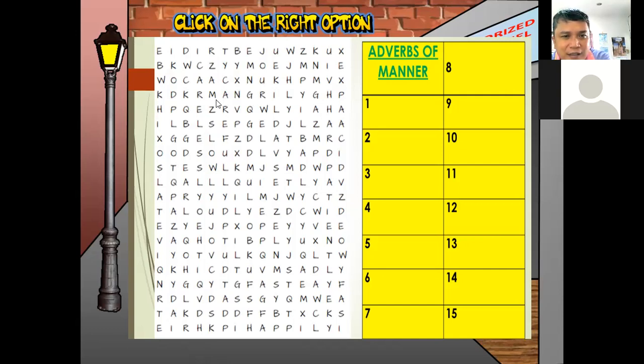How about this? Angrily. Angrily, okay. Angry, from the word angry. How about this? Loudly. Loudly, okay. So you can see the word loudly there. Okay. What more can you see? Can you see some more?